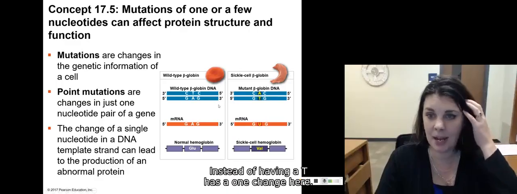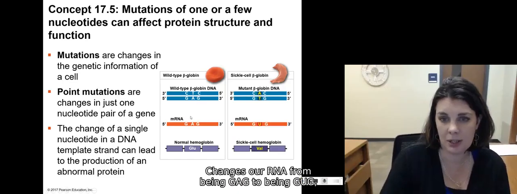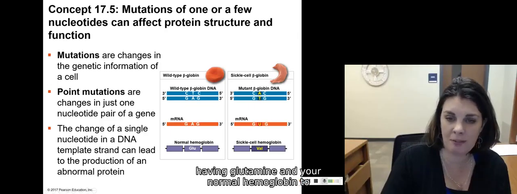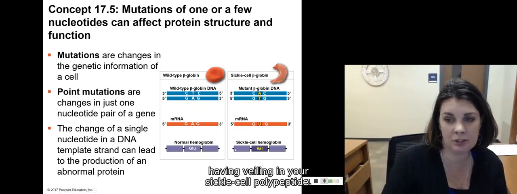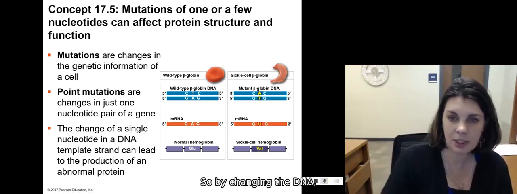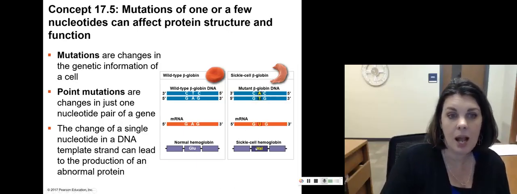And instead of having a T, it has an A. So that one change here changes our RNA from being GAG to being GUG, which then changes from having glutamine in your normal hemoglobin to having valine in your sickle cell polypeptide. So by changing the DNA, you end up with a mutant RNA and a mutant protein.